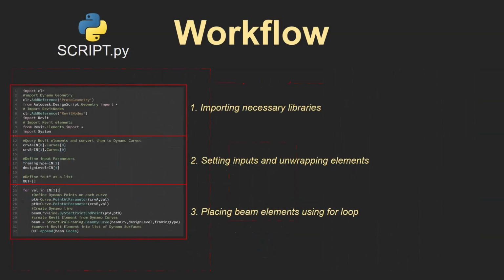Inside Python script, we are going to import necessary libraries, and then we are going to set our inputs and unwrap the elements coming from Revit space to be able to use them in the Dynamo space. And finally, we are going to place beam elements using for loop in the Python. So without further ado, let's dive in.